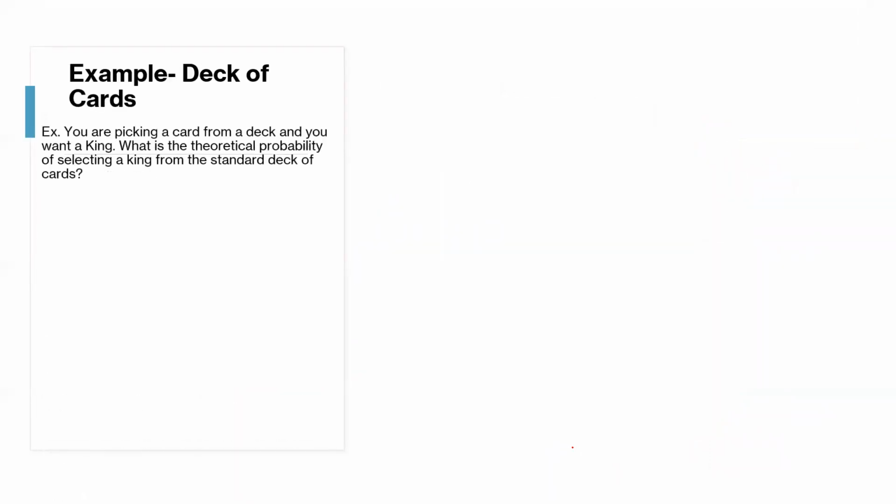Let's look at an example here, deck of cards. So let's say that you're picking a card from a deck and you want a king. What is the theoretical probability of selecting a king from the standard deck of cards?